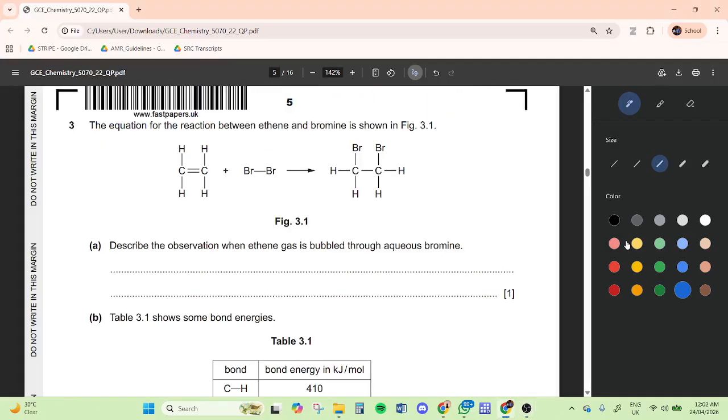So this seems to be a question on enthalpies. We can take a look at table 3.1. But before that, we get a very basic question. Describe the observation when ethene gas is bubbled through aqueous bromine.